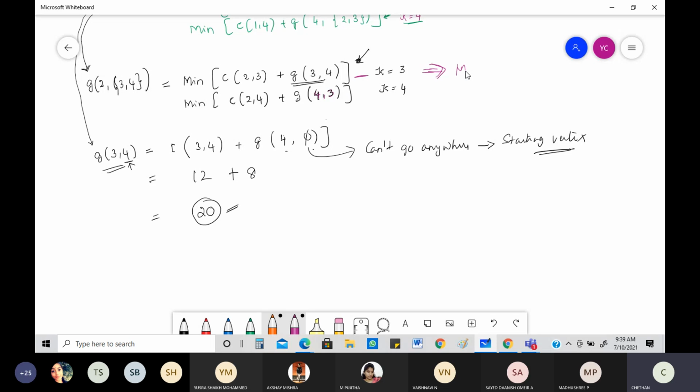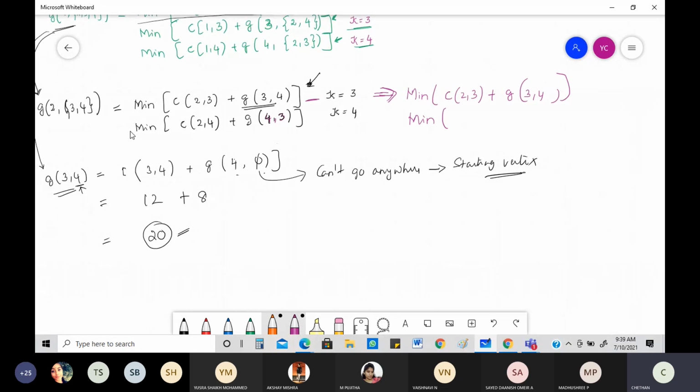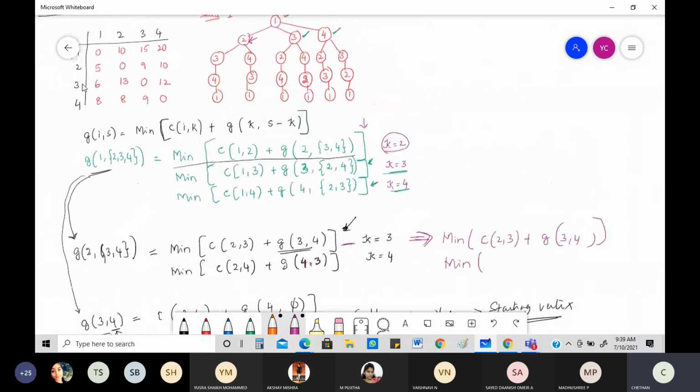So what is going to happen? Minimum of cost of 2, 3 plus your G of 3, 4. G of 3, 4. What is the value you get? Minimum of what is C2, 3? Let me go back to my screen and check. 2, 3 is equal to 9. So I'll write that 9 right here. It's nothing but equal to 9 plus G of 3, 4 is nothing but equal to 20. What is the value you get? 29. Okay, I got my value as 29 now.